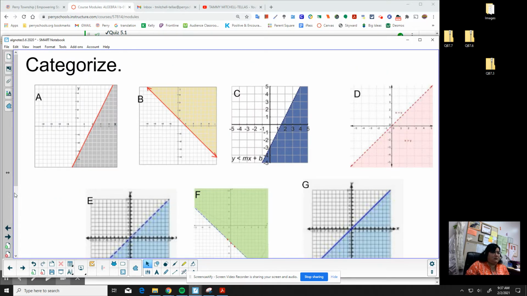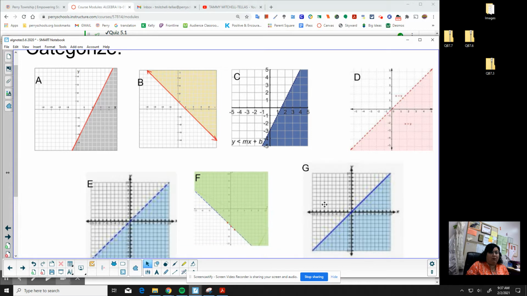Okay, so what I want you to notice about this screen is that, first of all, all of them have shading. Now, the shading's different colors, and when we shade, it'll just be a pencil shade. But all of them have shading, and all the graphs that we deal with will also have shading. The difference here is that notice that some of these lines are solid, and some of these lines are a dotted line. And that's going to make a difference.